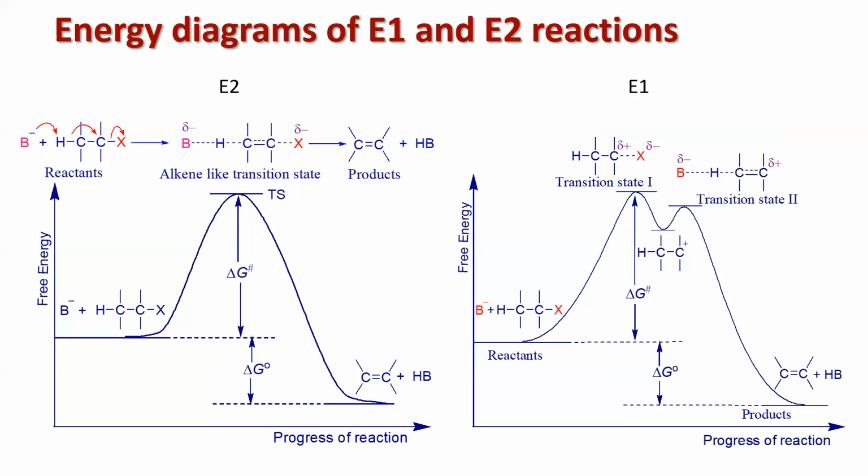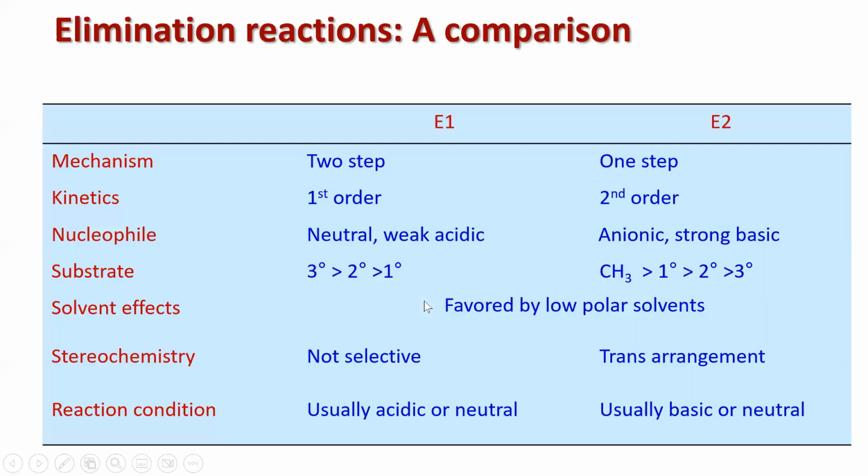So same way we can compare the energies for E1 and E2 like this. In E2, bimolecular, both concentrations matter, the base and the substrate, and it goes through one transition state, giving rise to products. The shape of the curve is like this, right? The other one goes through a carbocation stage. The reactants are here, products are here, with one intermediate, which is a carbocation, and it has two transition states, same way.